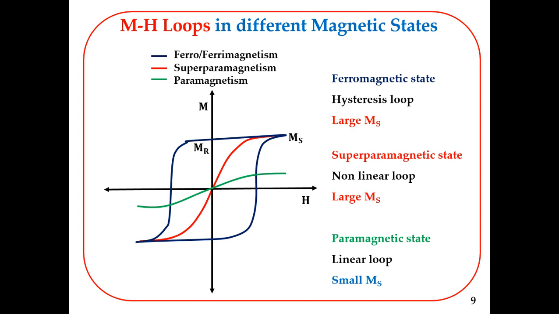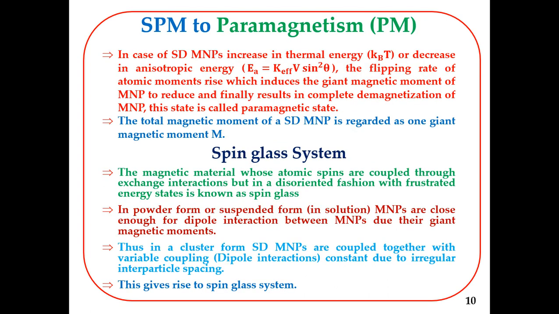From just taking the hysteresis loop at different temperatures, you can see the behavior of the system changing with temperature. So the superparamagnetic to paramagnetic transition usually occurs above TC.